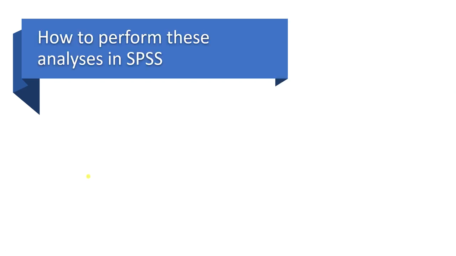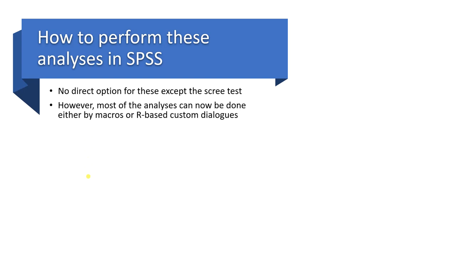Now, the question is how to perform these analyses in SPSS. If you have used SPSS, you will find that the SPSS factor analysis menu does not provide an option for doing all these analyses except the scree plot. You can do a scree plot, but there is no direct option to do these analyses. However, some of the analyses can be done by using macros or R-based custom dialogues.